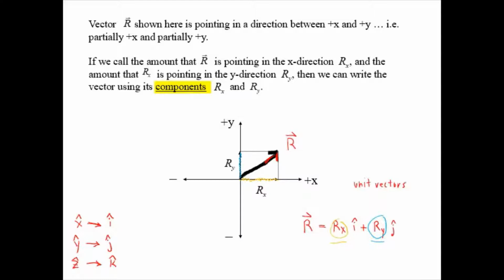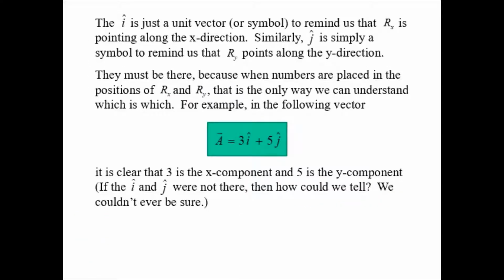So we don't usually draw these parts, r sub x and r sub y. We simply draw vector r, but we indicate its direction and its size all in one statement like this, and this is called vector component form. So as we just mentioned, the i is just a unit vector, a symbol to remind us that r sub x is pointing along the x direction. And similarly, j with a little hat on it is simply a symbol to remind us that r sub y points along the y direction.